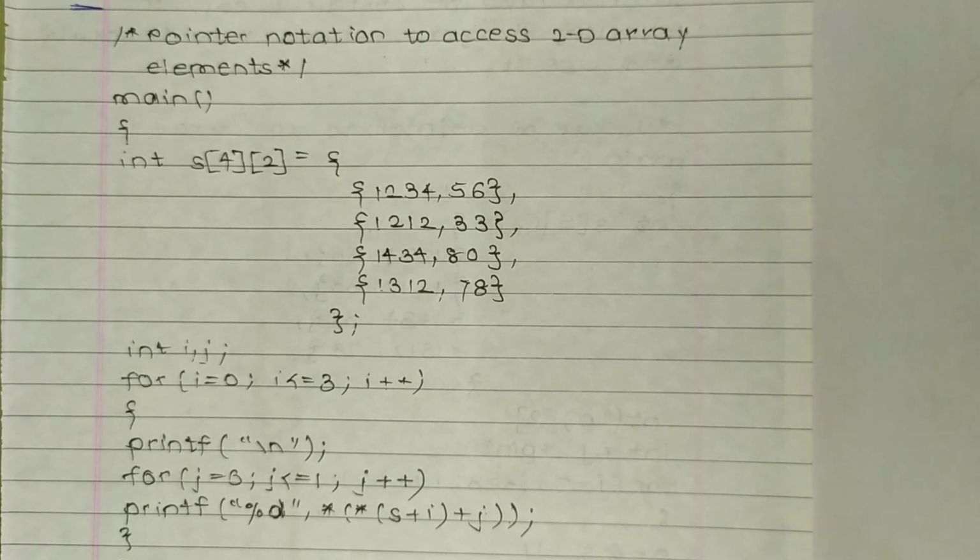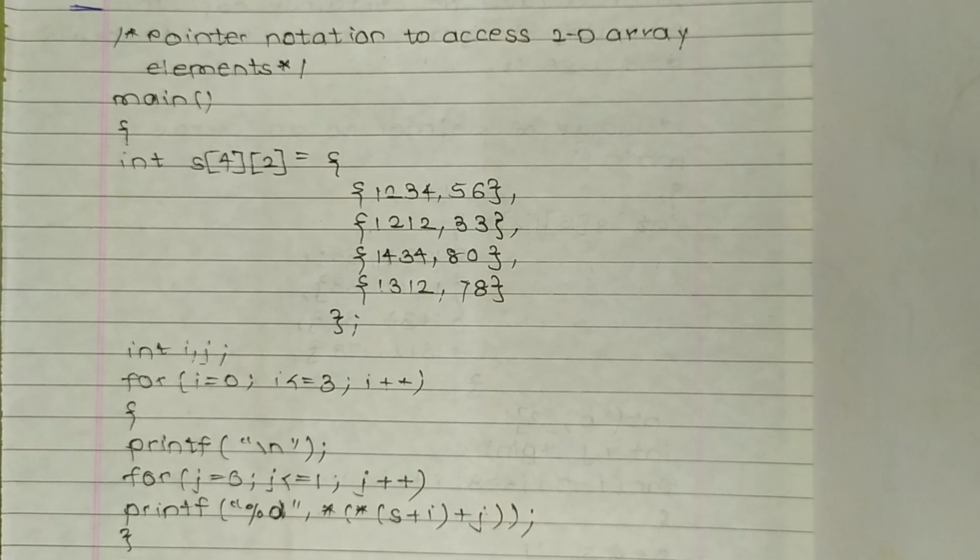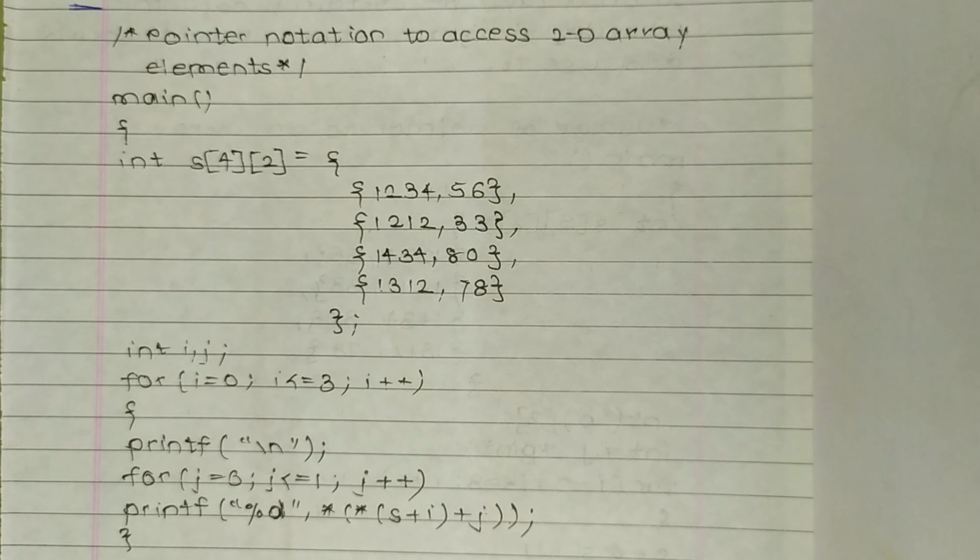Now main, so this is a compulsory function in every program. Now int s[4][2], so s is an array of integers. In the first dimension we have 4 elements and in the second we have 2 elements. Now the first element is 1234, 56; the second is 1212, 33; the third is 1434, 80; the fourth is 1312, 78.